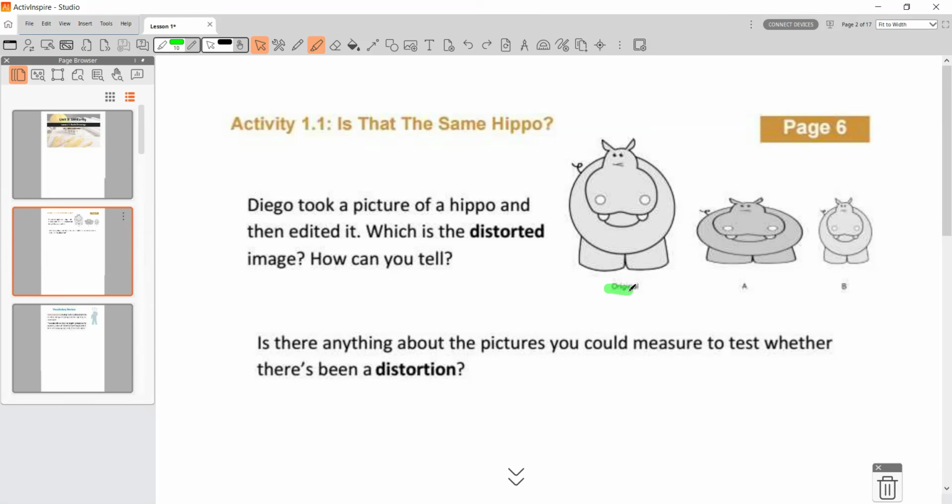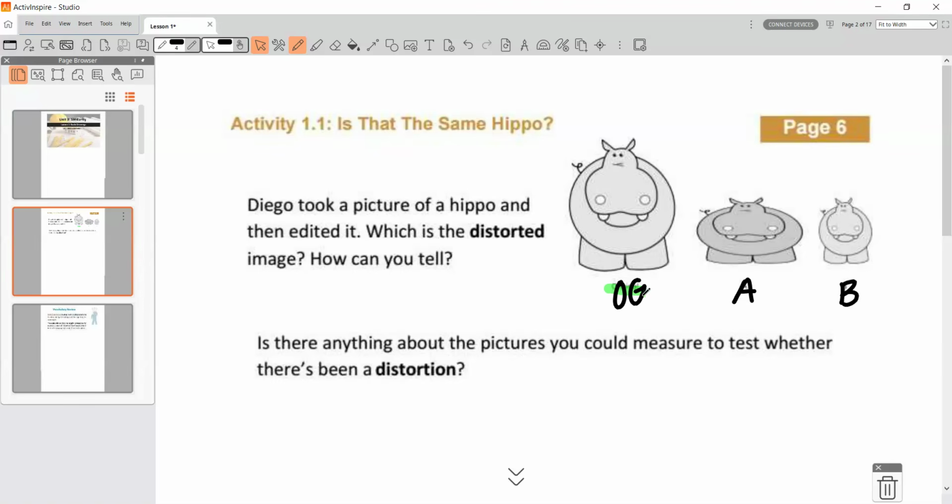So this is the original image that Diego took a photo of, and then he edited it into image A and B here. So this one is A and this one is B. So which one looks distorted, meaning significantly different from the original?